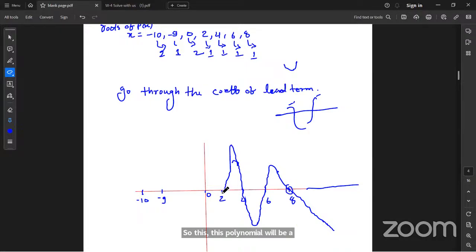It will cut at 2. Now see the multiplicity of 2. It is 1, so it will go linearly, and then it will take a U-turn and then touch 0. Now see the multiplicity of 0. What is it? It is 2, even. So it will behave like a parabola. So it will go like this. This is at the center. Okay.